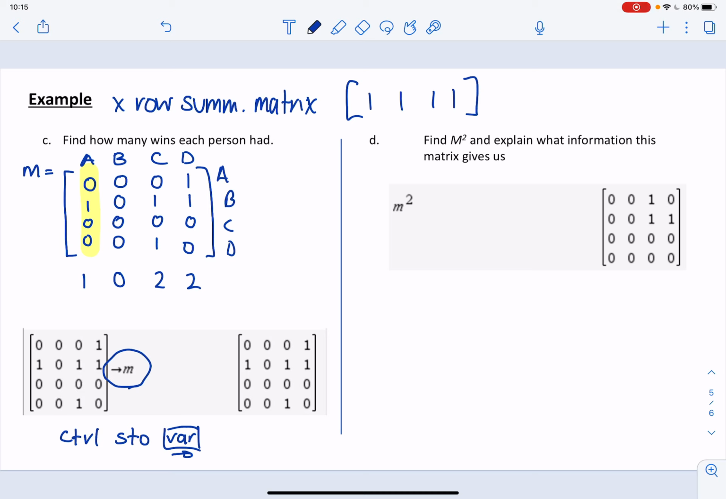Now part D says find M squared and explain what information this matrix gives us. And as I said, it's easier with a CAS. So I typed in M squared because I already had my matrix stored as M. I did M to the power of 2 and I ended up with my 2-step dominance matrix. So what M squared tells us is how often a player defeated a player who had defeated another player. It gives us the number of indirect wins.